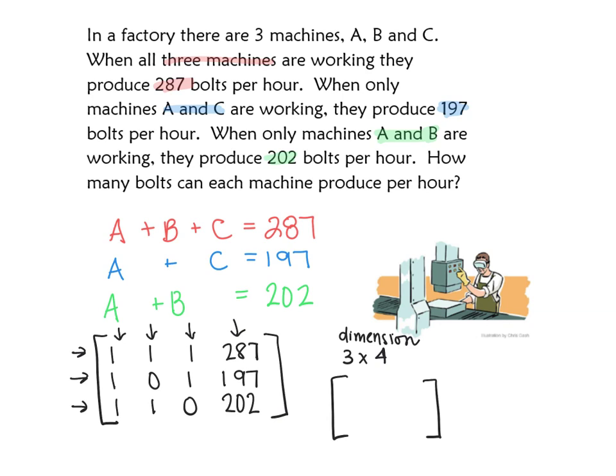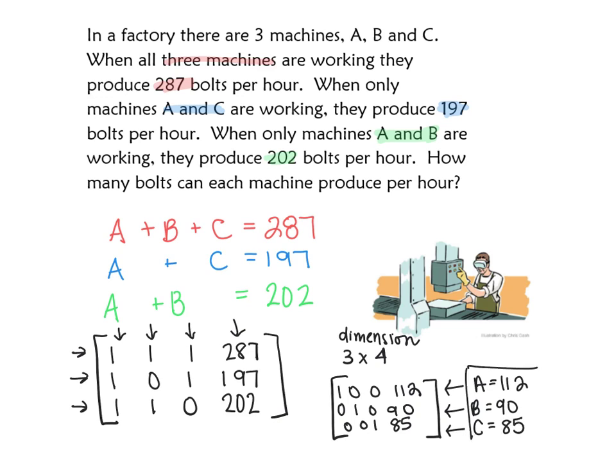After you've used your calculator to solve this matrix, you should see the following. And again, what this means is machine A will produce 112 bolts per hour. Machine B can produce 90 bolts per hour. And machine C can produce 85 bolts per hour.